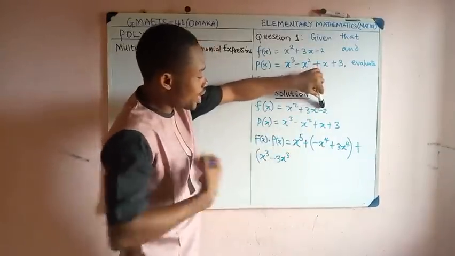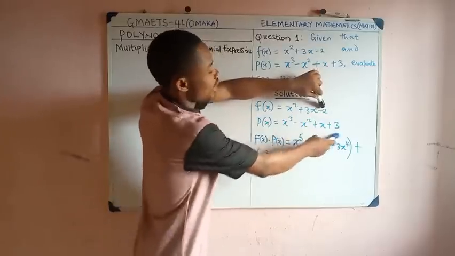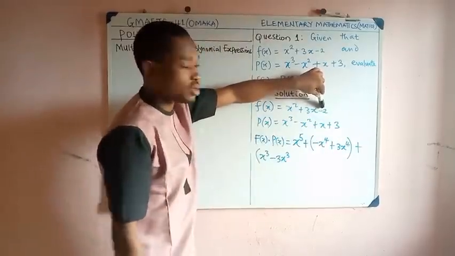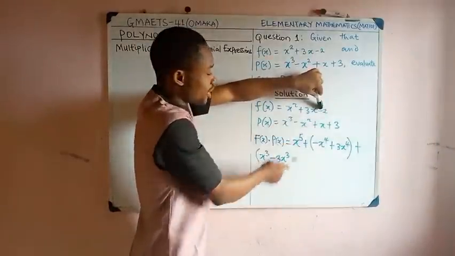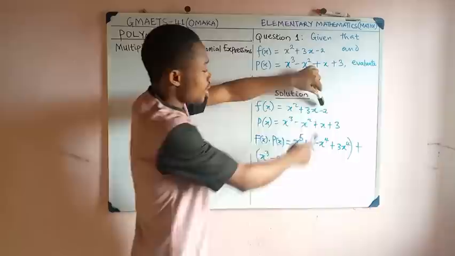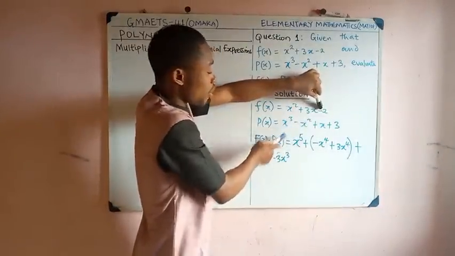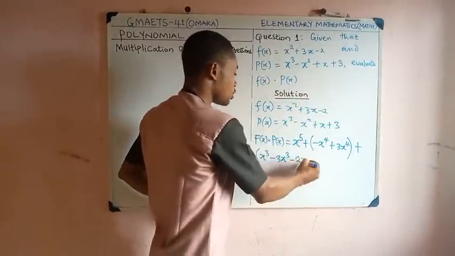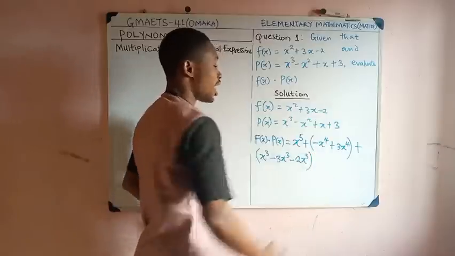Then we'll pick this minus 2 and ask ourselves, can it multiply any term here to give us x raised to power 3? And the answer to that is yes. If it multiplies this x raised to power 3, it's going to produce x raised to power 3 terms. So let's do that. Minus 2 times plus x raised to power 3 would give us minus 2x raised to power 3. And so we are done with x raised to power 3 terms.